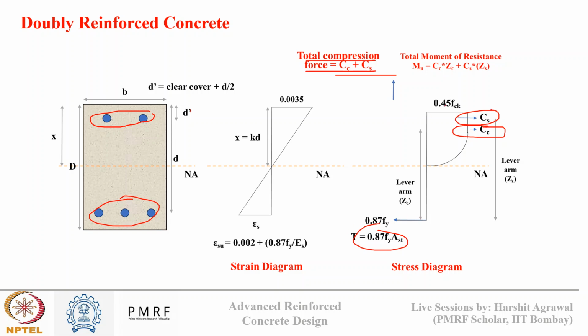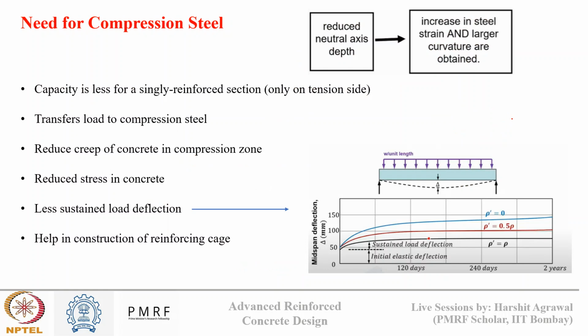Similarly, the total moment of resistance will now be the compression force offered by the concrete times the lever arm distance of concrete, plus the compression force offered by the steel times the lever arm distance of steel. Now, why are we providing compression reinforcement? That is important for us to understand before moving into the analysis.